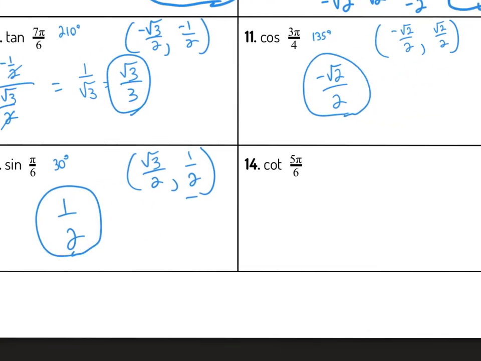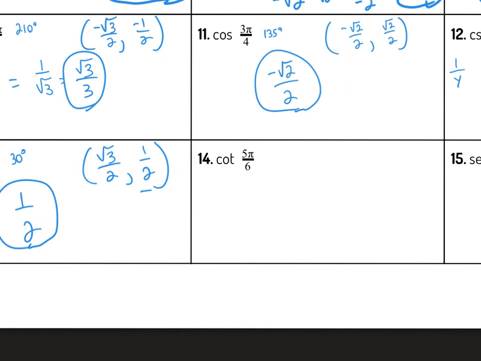All right, here we go. Back at it. Cotangent. 5 pi over 6, which, if you didn't know, is 150 degrees. And the coordinate at that point, at 5 pi over 6, is negative square root of 3 over 2, 1/2. Excellent. Now, cotangent is x over y. Tangent's y over x. Cotangent is x over y. That will actually make this a little bit easier of a problem.